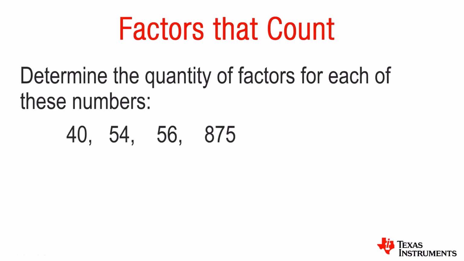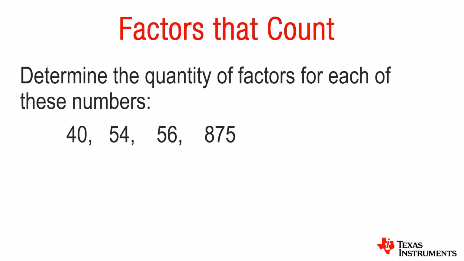So determine the quantity of factors for each of these numbers. So I'm guessing our friend here that already figured out the pattern, maybe they've already figured out the quantity of factors or have a shortcut way. So let's try this one. 40, how many factors does it have? And I'll give you a hint already. It has the same quantity of factors as 54, 56, and strangely enough, 875.